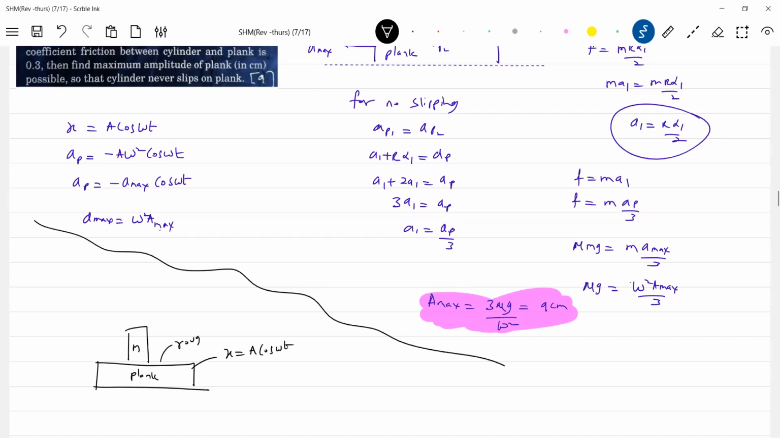In this case, and this is rough. Tell me directly what we can do. What is the maximum permitted friction? M into A. I'll write it here on top. F equal to M as it accelerates. So let's put acceleration of plank like this. Then the friction here for no slipping, F should be equal to MA. Then this will become F max, this will become A max.